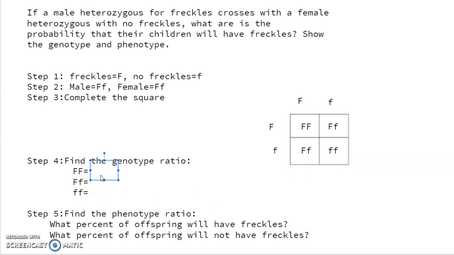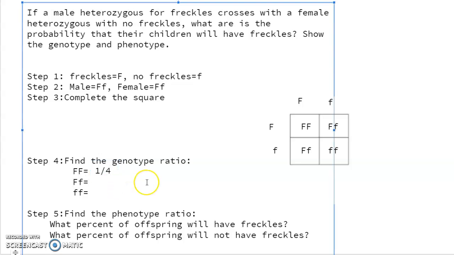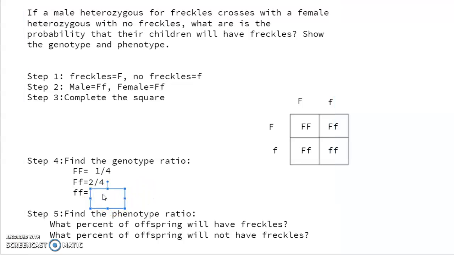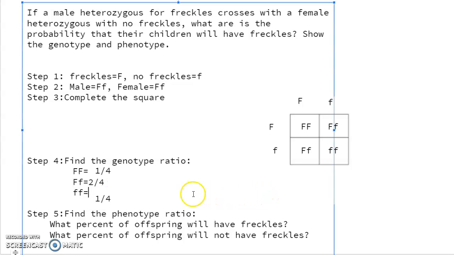You have a 1 in 4 possibility of getting the genotype capital F, capital F. You have a 2 in 4 possibility of getting the genotype capital F, little f, and 1 in 4 chance of getting the genotype little f, little f. All right, so those are the genotypes, and that's not lining up, but that's okay.